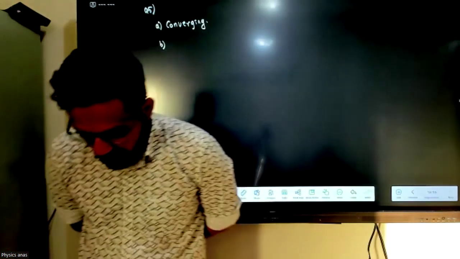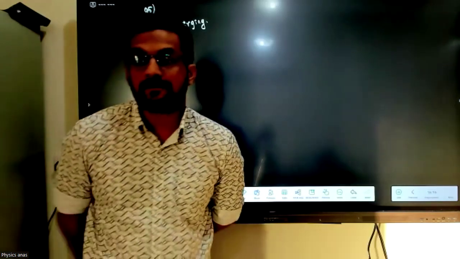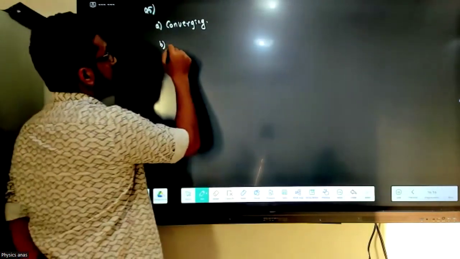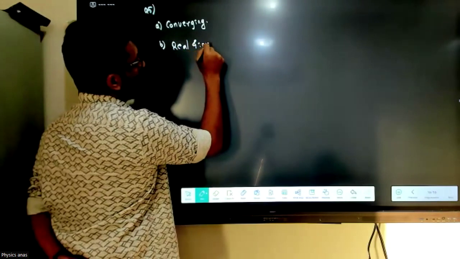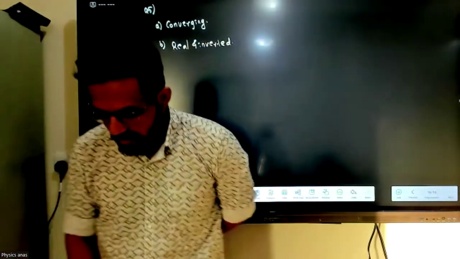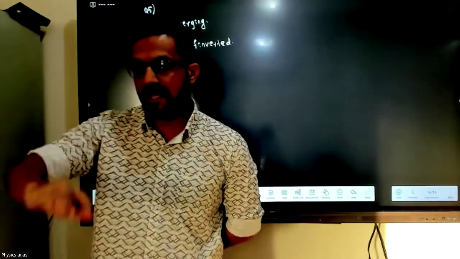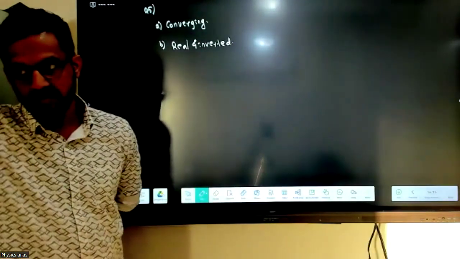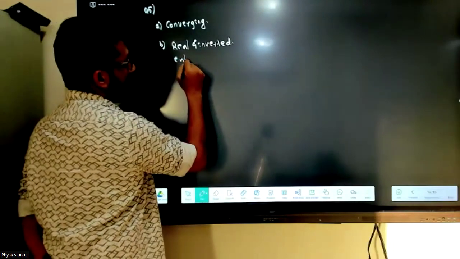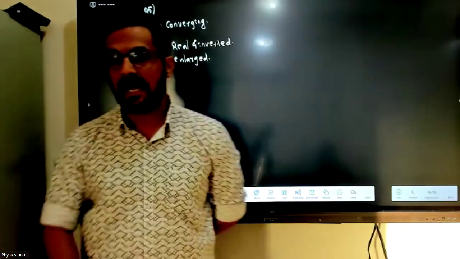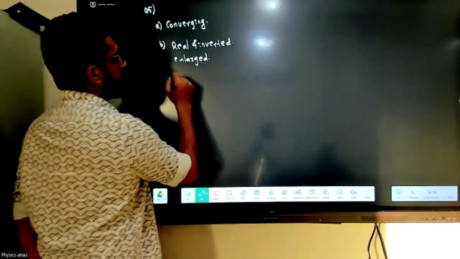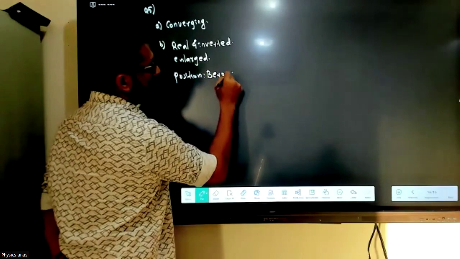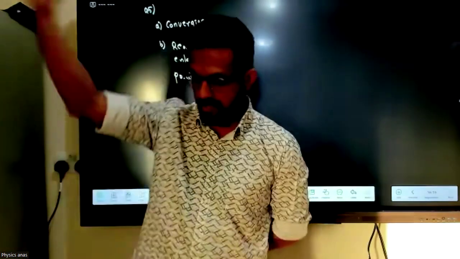Then question B. List 3 characteristics of the image formed. You can see the characteristics from the figure itself. It is real, and if it is real, it will be inverted. The object is between 2f1 and f1, so the image is beyond 2f2. If the image is beyond 2f2, it will be enlarged. And the position of the image is beyond 2f2.